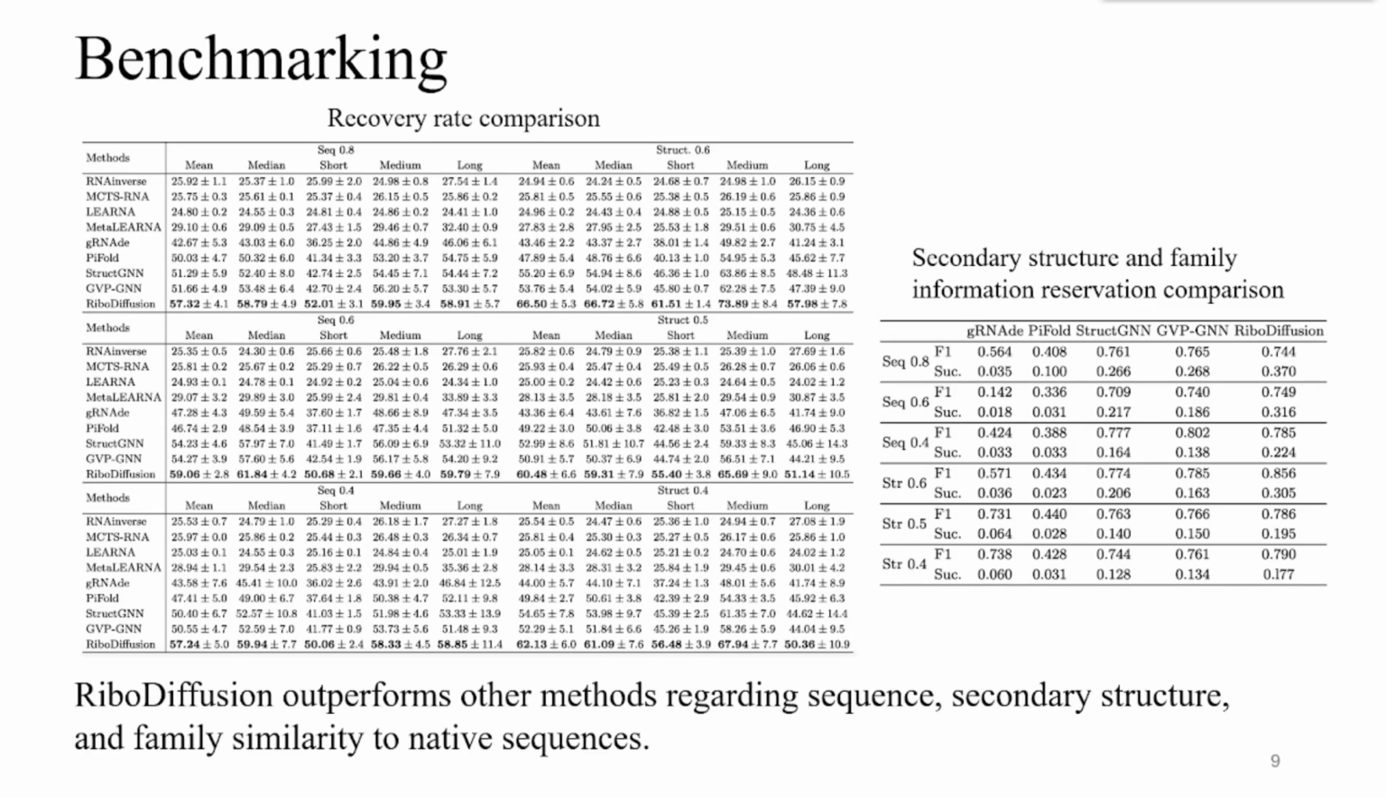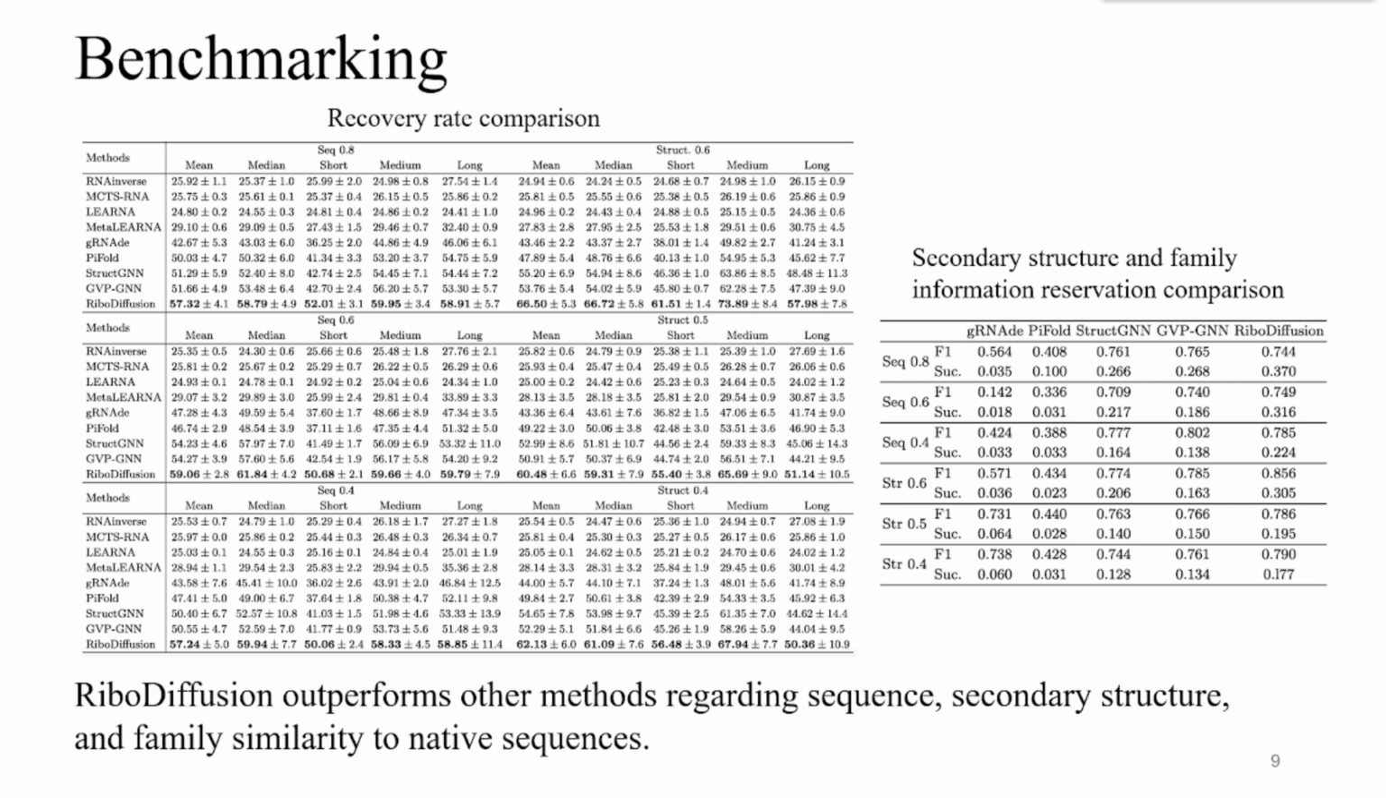So here are the benchmarking results of our evaluation. We compare our model with 4 machine learning baselines with tertiary structure input, including geometric RNA design, pi-fold, struct-GNN, and GVP-GNN. While geometric RNA design is a concurrent graph-based RNA inverse folding method, pi-fold, struct-GNN, and GVP-GNN are representative deep learning methods of protein inverse folding, which are modified here to be compatible with RNA.